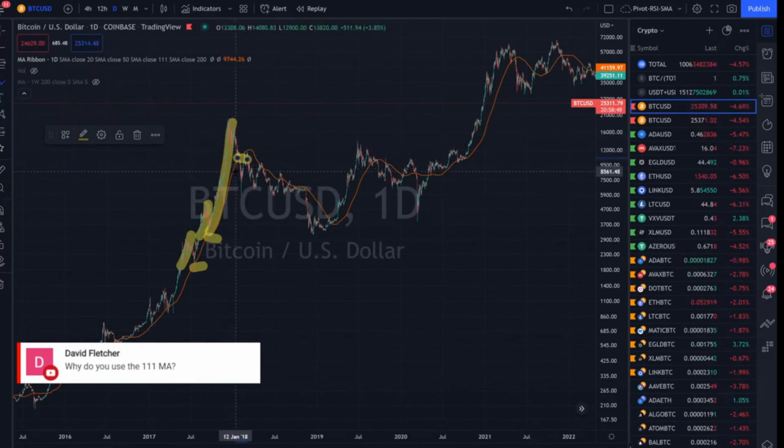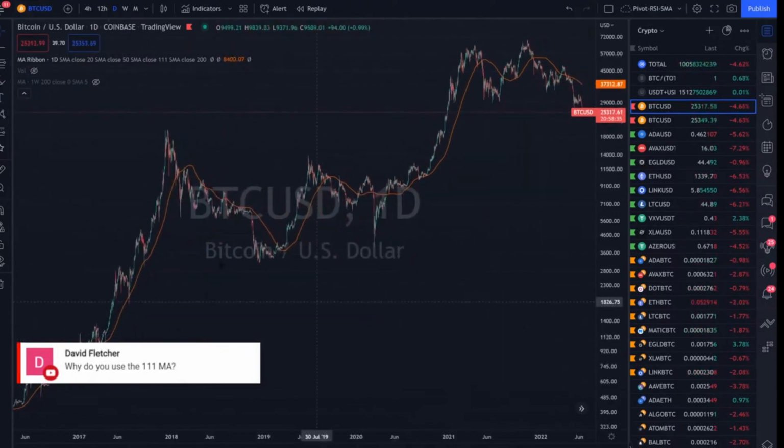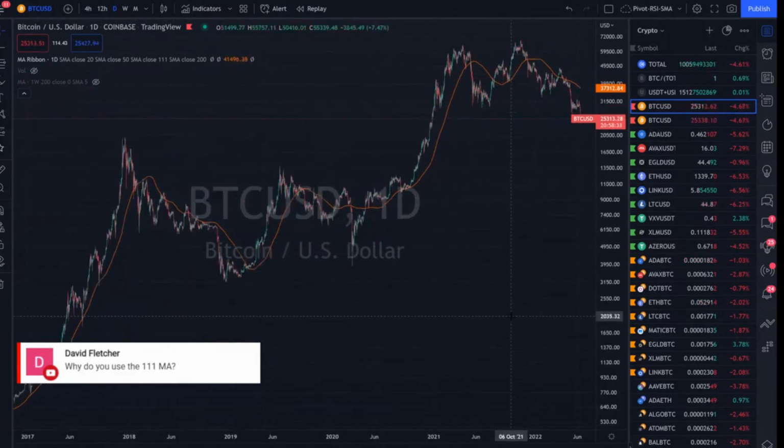And what happens with the 111 is it's a pretty good level. A lot of times if you lose it, you'll bounce right back up into it, and you'll find it again as resistance. And that gives you your opportunity to go ahead and exit. And this is why, again, I really prefer trading spot. But this gives you the ability to kind of ride things out.